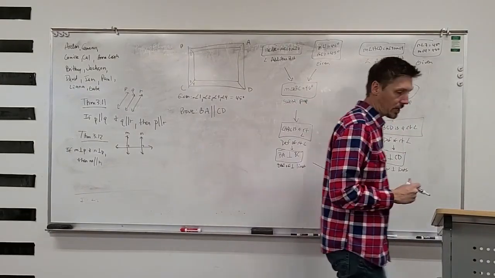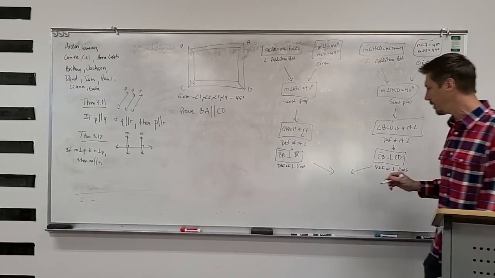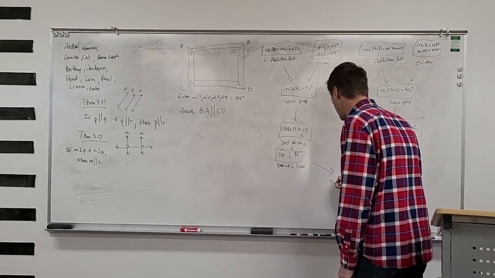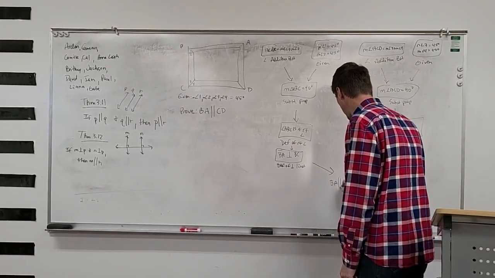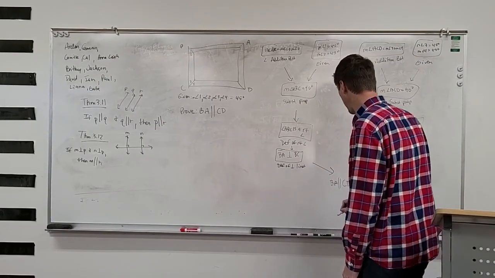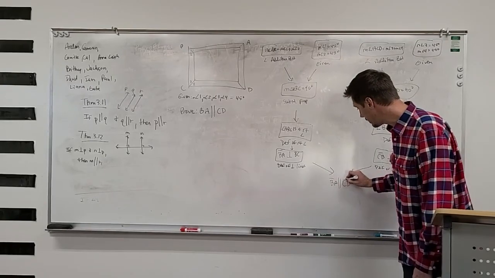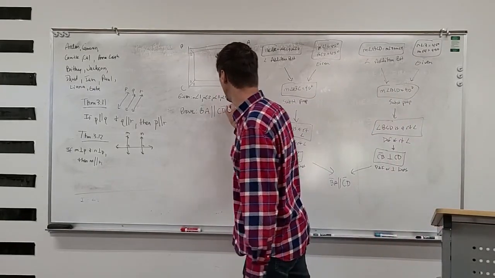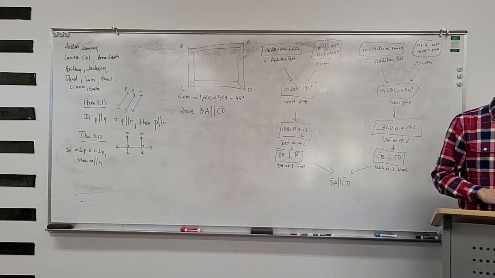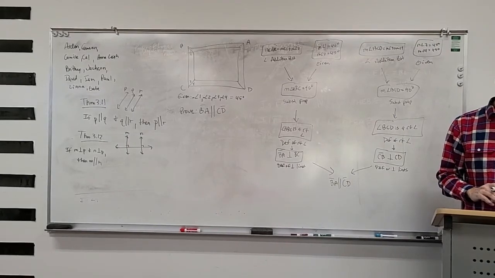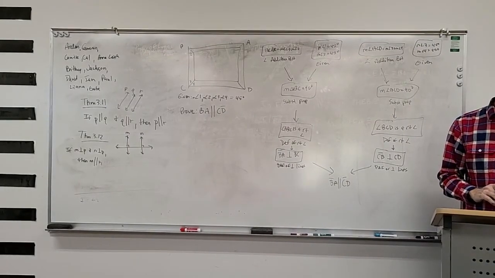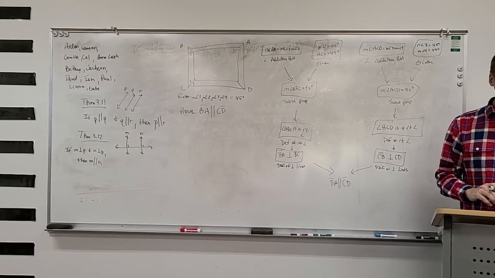So we get to our last step where we finally can prove then that BA is parallel to CD. Line segment BA is parallel to CD. I think I forgot to write that here. And that is because in a plane, two lines perpendicular to the same line are parallel. Now, where did that come from?